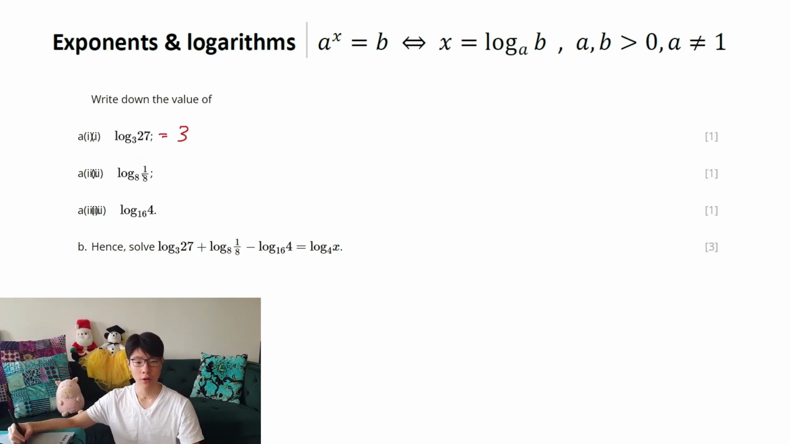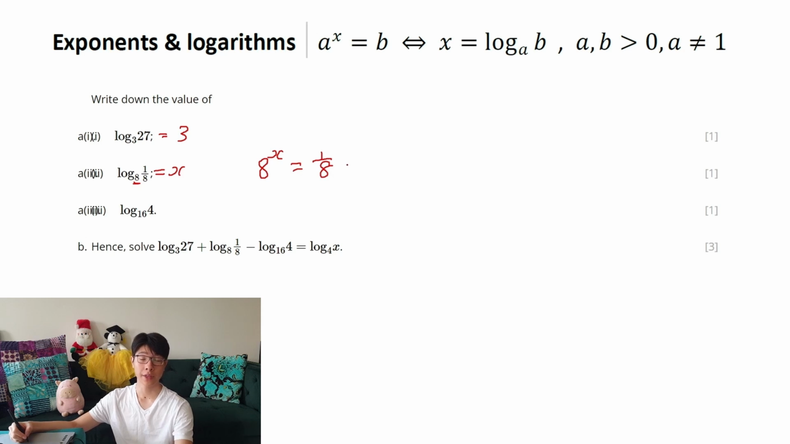a2. Log base 8 of 1/8 is equal to... Okay, so let's write this down again. So 8 is the base. And now we need a power, which we don't know, so we'll label it x. And this is what we want to find, because this log expression here will be equal to a power. So 8 raised to the power of x will be equal to our result, and the result is 1/8. So what number do we need to raise 8 to, to equal 1 on 8?